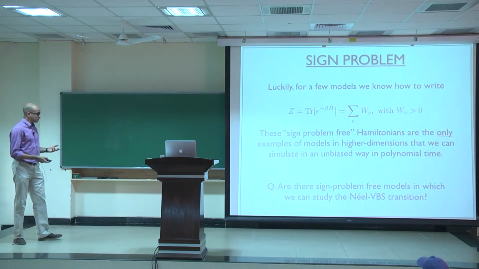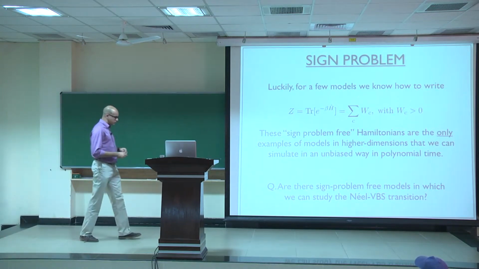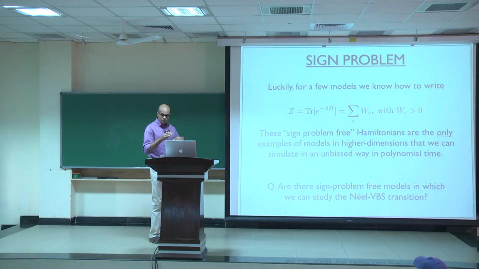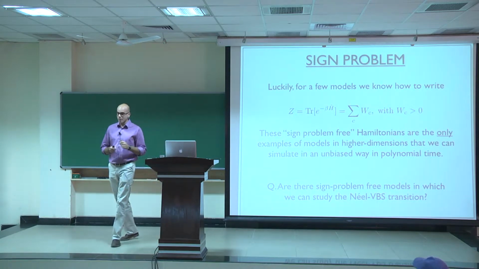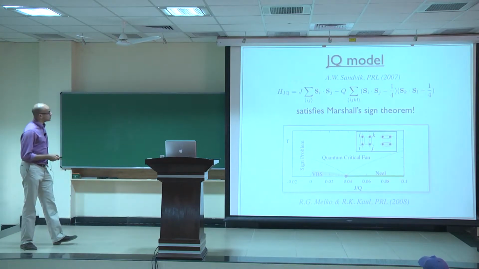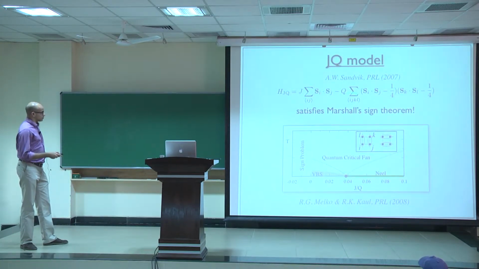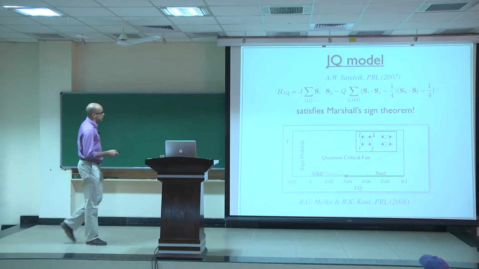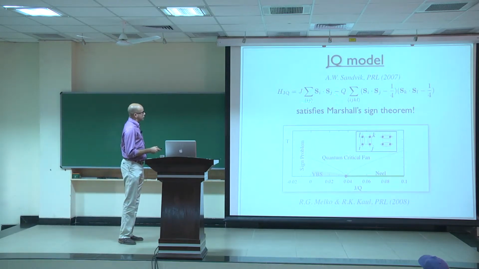Okay, so for a long time, people thought the answer was no, because if you take the Néel state, the simplest way to go to a VBS is to add some frustrated interaction, and we don't know how to solve the sign problem in those models. Okay, so that changed in 2007 when Anders Sandvik introduced a so-called JQ model. I'm not going to talk very much about this work because I think Anders might mention a little bit about it on Friday.